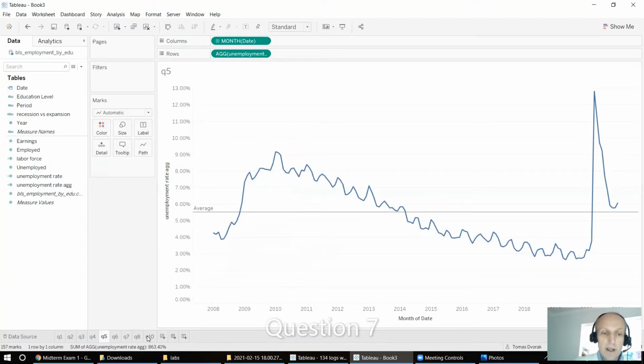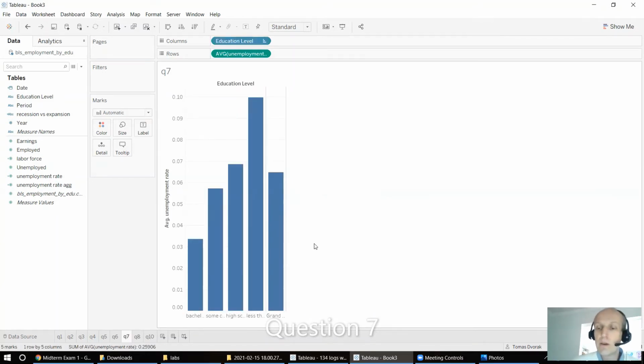Why is it different? Because in question 7, what we're doing is we're taking an unweighted average of the monthly unemployment rate across all education levels, weighing people with high school degrees and people with bachelor's degrees equally. But of course, their share in the labor force is different. And therefore, the average unweighted unemployment rate is different from the aggregate unemployment rate, which takes into account the fact that there are more people with bachelor's degrees than there are people with less than high school education.